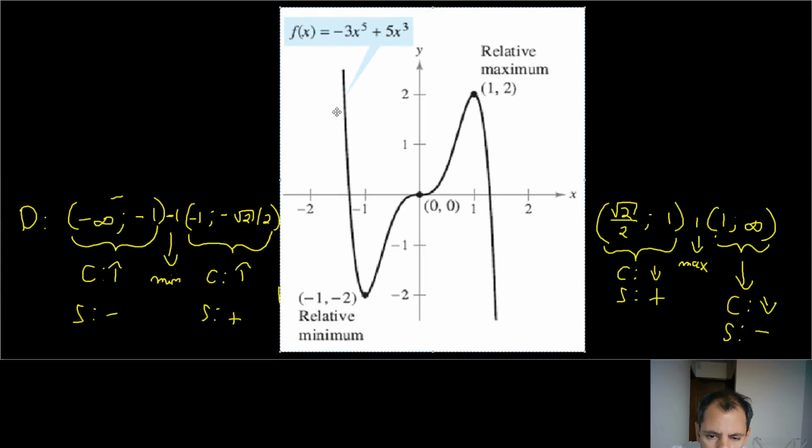So you've got a positive, upward concavity and a negative slope. And then you have a minimum here at -1. Then you've got a positive, upward concavity and a positive slope.